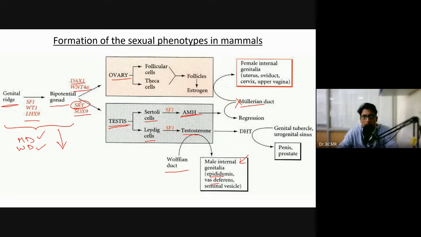So when there is no SRY, other factors, DAX1 and WNT4, and so on, will result in the development of an ovary, which will develop the follicles, and the follicles will produce the female hormone estrogen. Eventually the Mullerian duct will develop into the female internal genitalia, including the uterus, cervix, and other things. We are not actually concerned with what is going to happen with the human body itself or its parts. As a part of this, we are trying to develop the gametes.